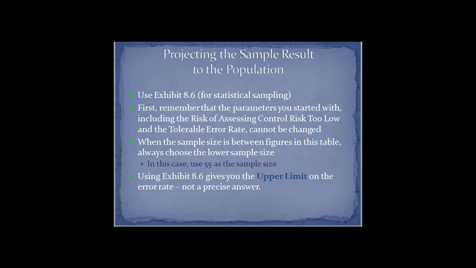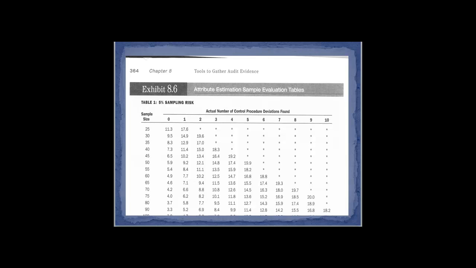Alright, then the next thing is that we're not allowed to cheat and change the parameters of the test. We can't jump up the risk of assessing control risk too low just because we found some errors. And we can't jump up the tolerable error rate just because we found some errors. So, we go into the statistical sampling table 8.6 to determine what the answer is about whether this control is working. So we found 2 errors. By the way, we're still in the 5% sampling risk table. And we started with a sample of 58.